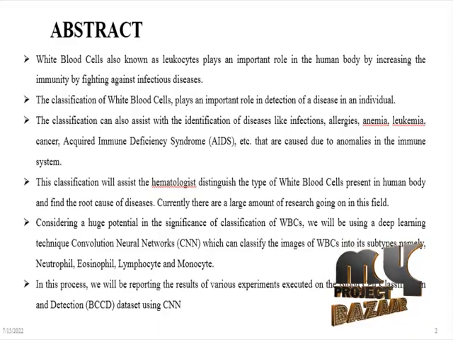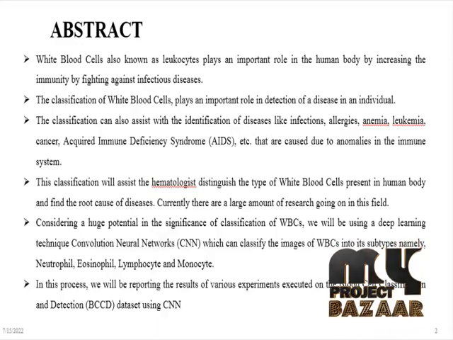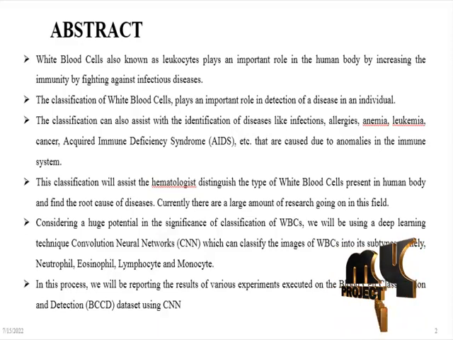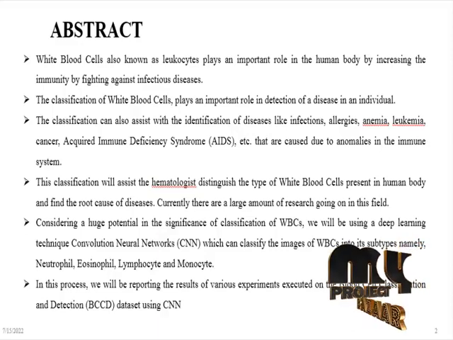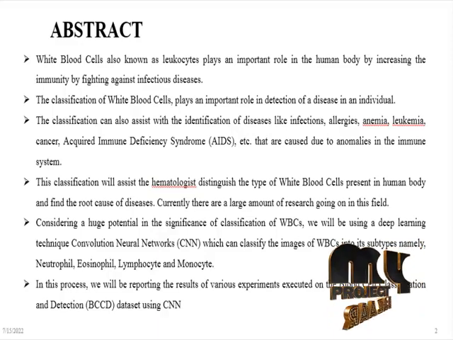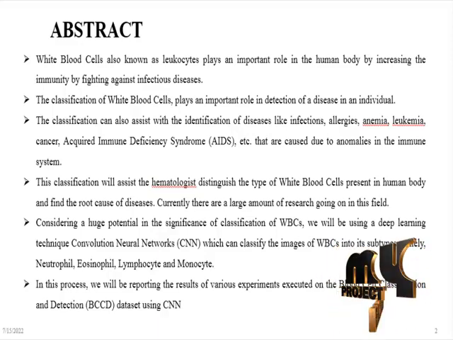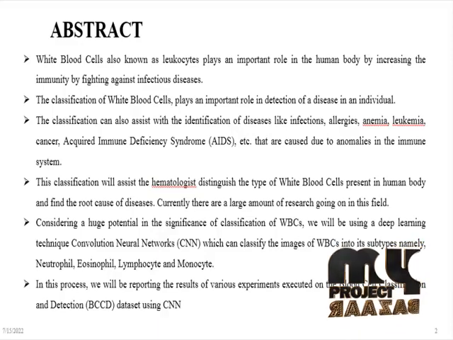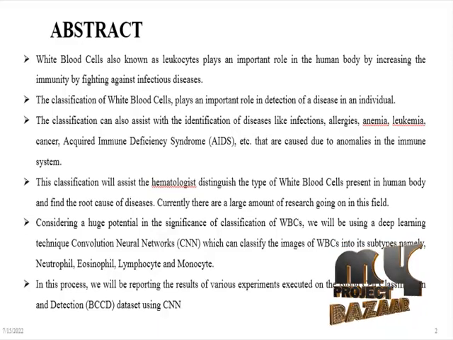The classification of white blood cells plays an important role in detection of disease in individuals. The classification can also assist with the identification of diseases like infections, allergies, anemia, leukemia, cancer, acquired immune deficiency syndromes, etc. that are caused due to anomalies in the immune system. This classification will assist the hematologist in discussing the type of white blood cell present in the human body and finding the root causes of disease. Currently, there is a large amount of research going on in this field.